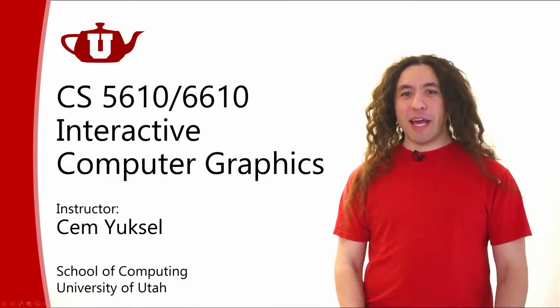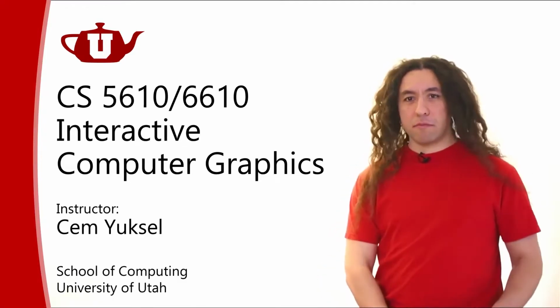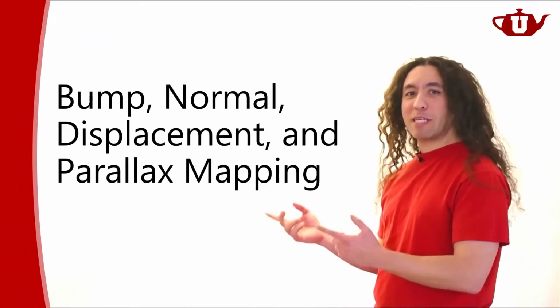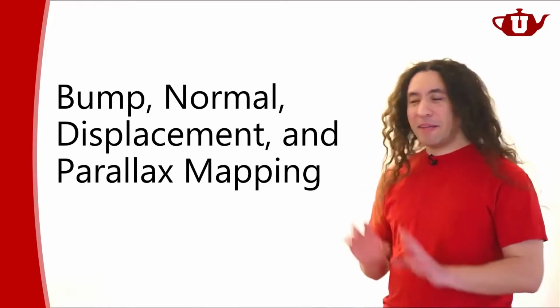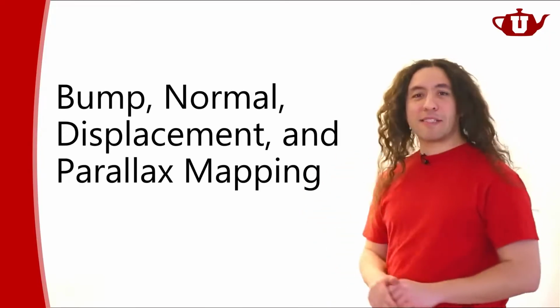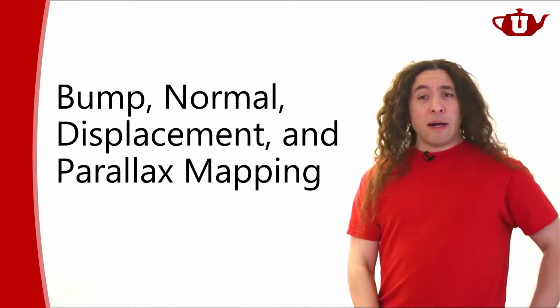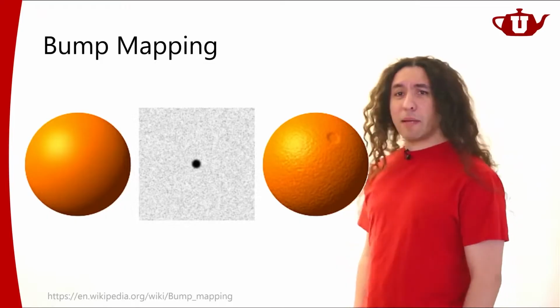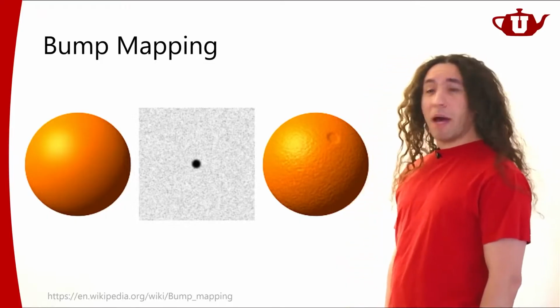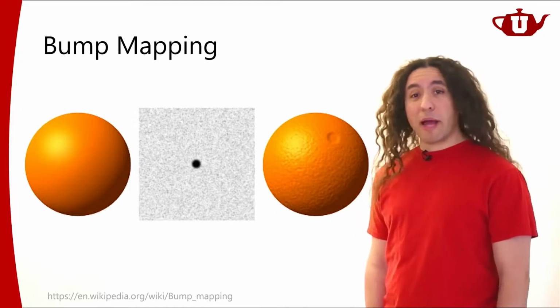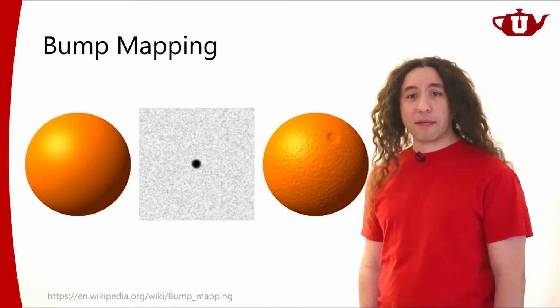Our topic for today is going to be this whole stuff: bump mapping, normal mapping, displacement mapping, and parallax mapping. They are all related stuff, and we'll go all over them. So that's our topic for today. Let's start with the simplest one, the earliest one. That's bump mapping. It's a very, very old technique, actually. Bump mapping. It's been around for so long in computer graphics.